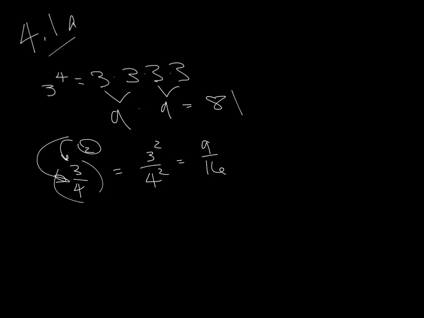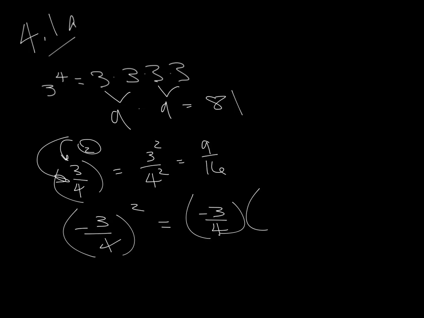Also, when you have something like negative 3/4 and the quantity squared, where is that negative? Is it on the 3 or is it on the 4? It doesn't matter, because this is going to equal negative 3/4 times negative 3/4. Notice I put them in parentheses because that negative sign is part of the fraction. So negative 3 times negative 3 is positive 9, and 4 times 4 is 16.